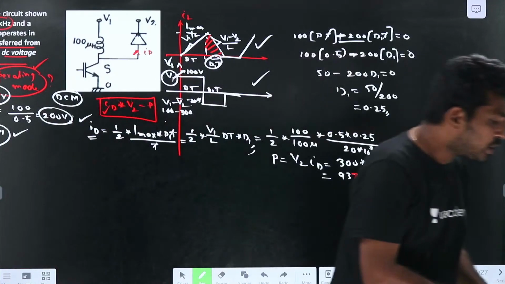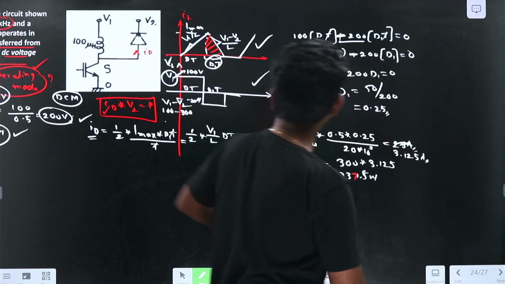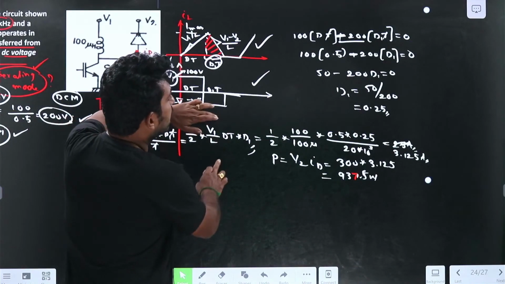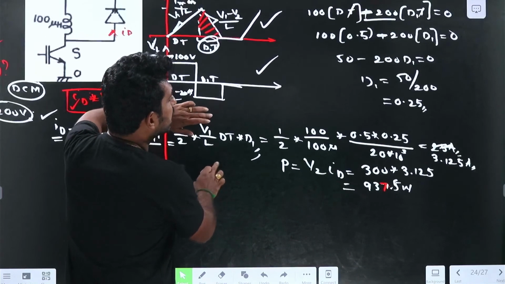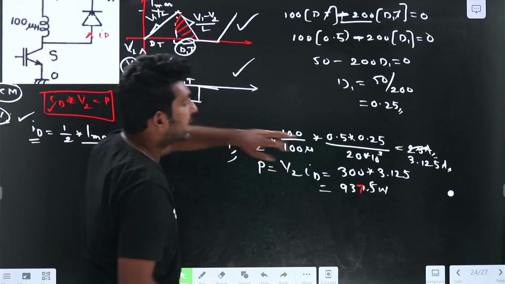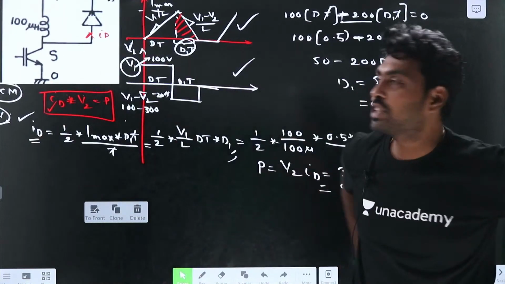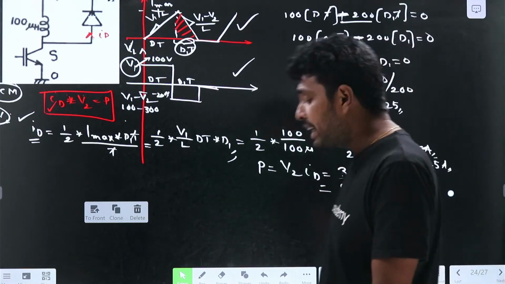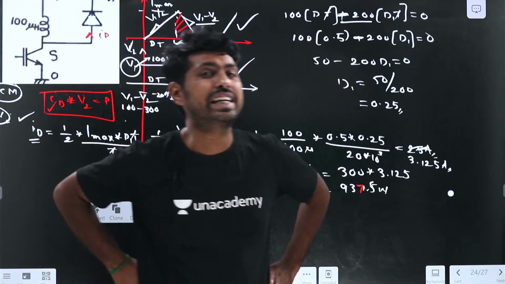Try to observe, and the calculations will be easy. Make sure that calculations are clear. Use the calculator in the proper manner. So you'll get 3.125 as the ID average value and V2 is given as 300. So it will be 937.5. Answer would be 937.5.